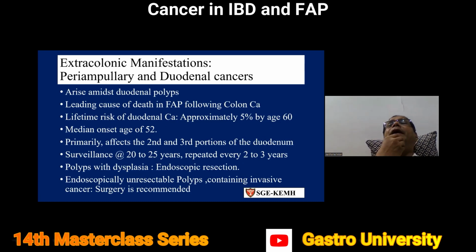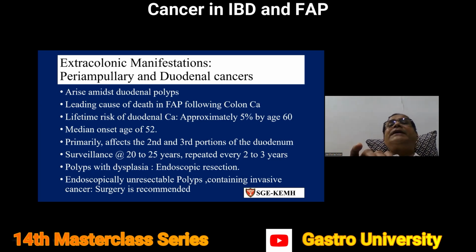Now, periampullary and duodenal carcinoma are also very common. It arises amidst the duodenal polyps, and it is one of the leading causes of death in FAP after colonic cancer. The lifetime risk of these patients developing duodenal carcinoma is approximately 5%, which occurs by the age of 60. Their median age of presentation is around 50 to 55.